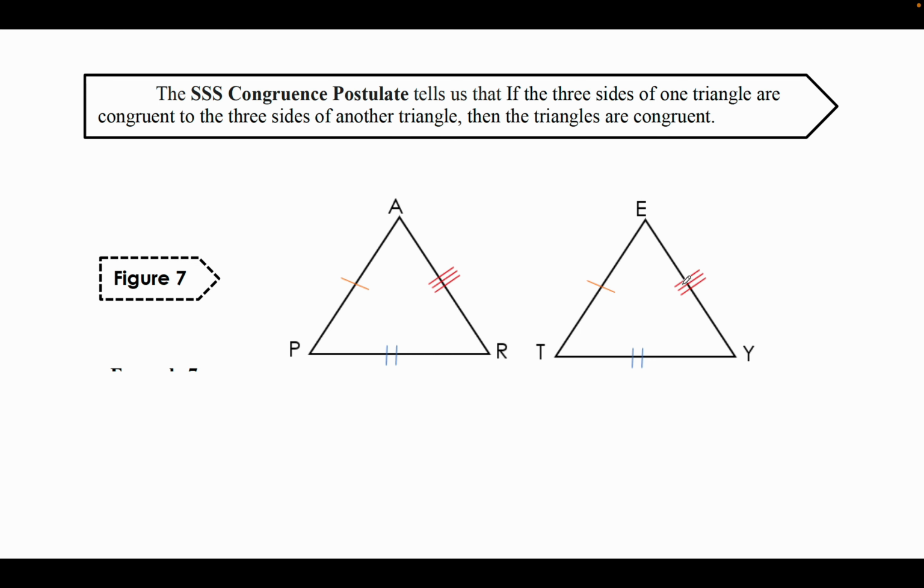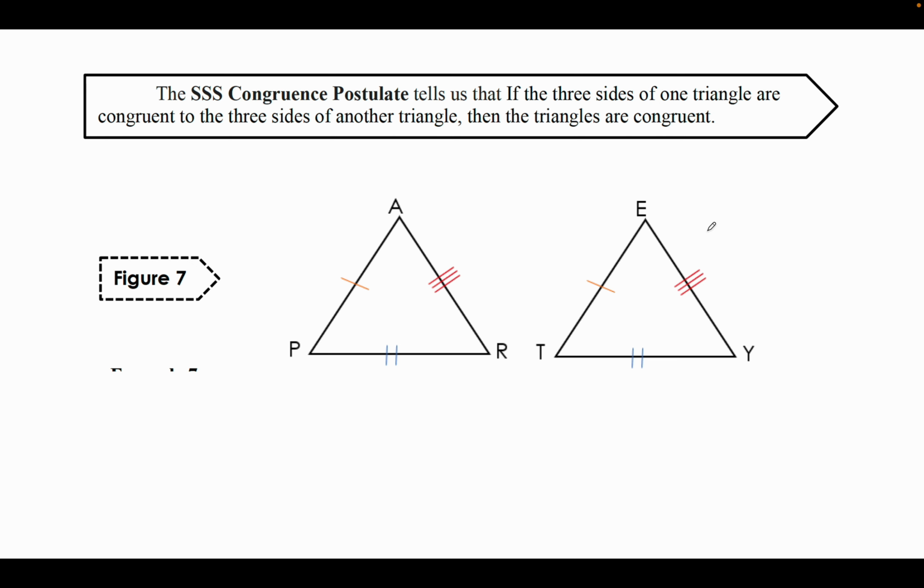Let's proceed to the third postulate here. We have the SSS congruence postulate. Please read, Daniel. Is Daniel around? Daniel Sakapanyo. Yes, sir. Please read the SSS congruence postulate. The SSS congruence postulate says that if the three sides of one triangle are congruent to the three sides of another triangle, then the triangles are congruent.